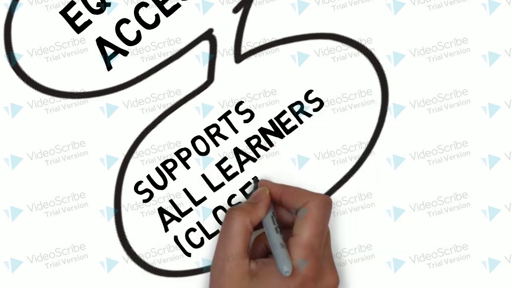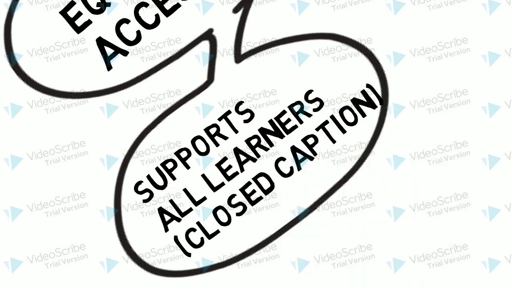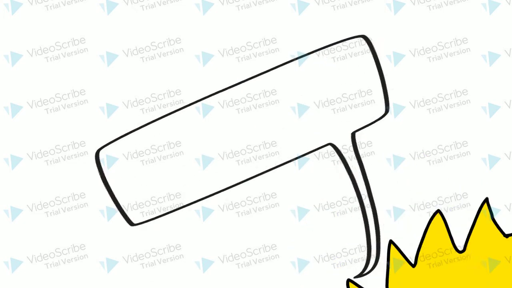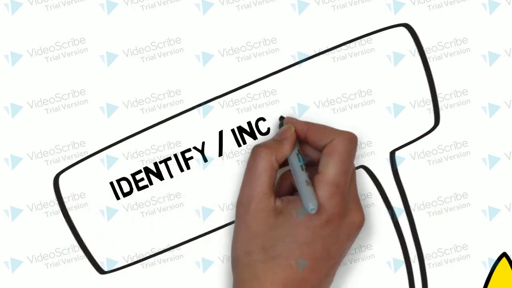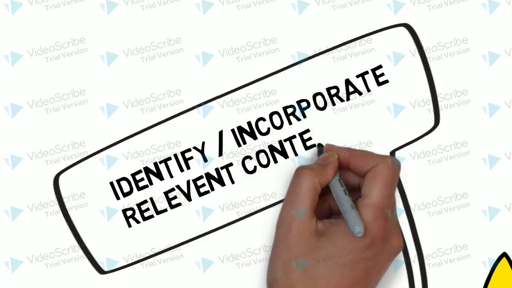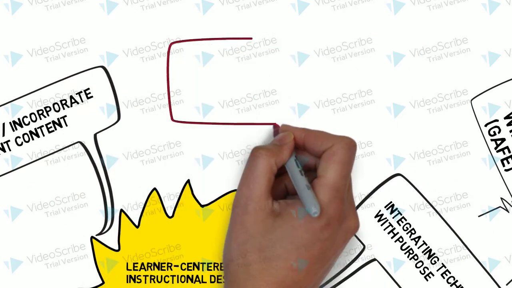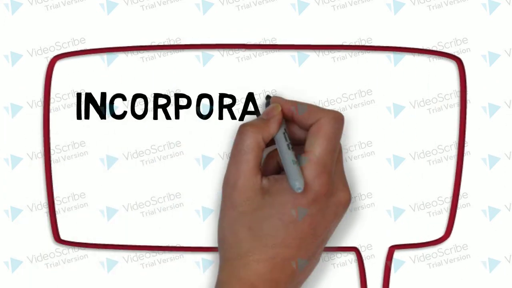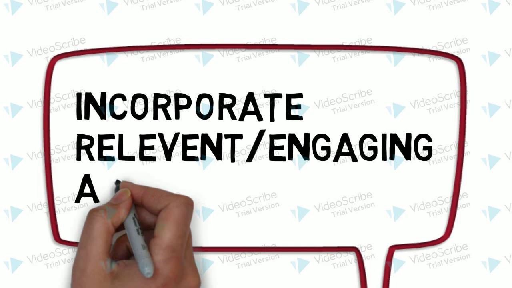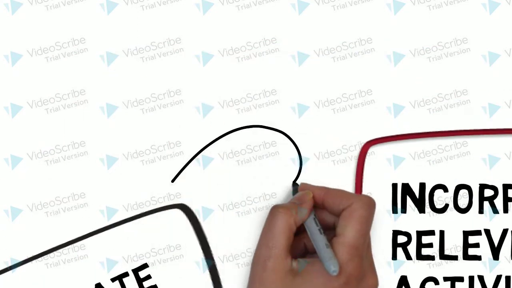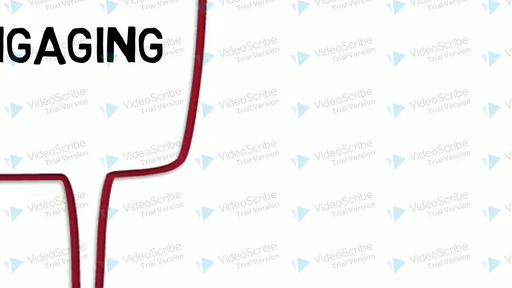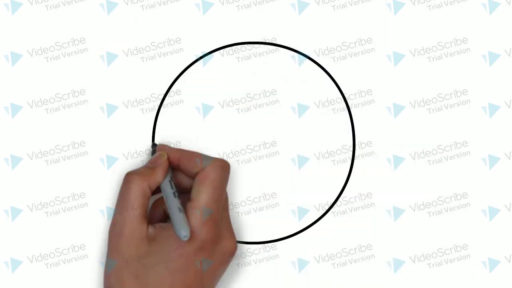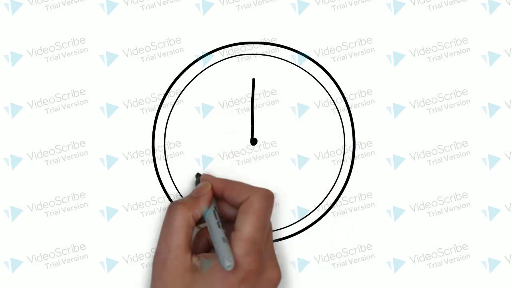We also need to consider support for all learners. So closed caption is an example of something, but really it's about universal design for access that we're considering because we are technology enabled. We're looking at identifying and incorporating relevant content, of course, to connect to what we're really primarily focused on, which is incorporating relevant and engaging activities. The content is connected to activity, it's chosen with purpose to support activity, and technology enables that activity.